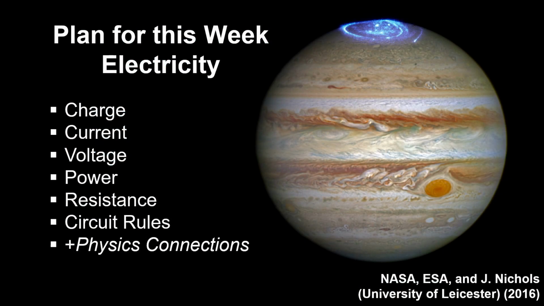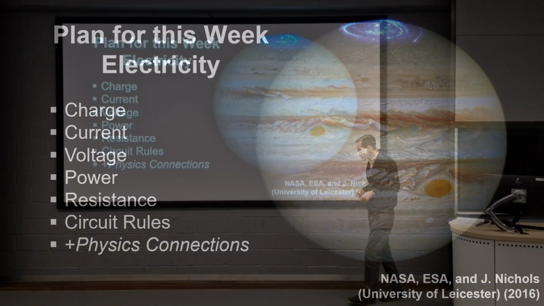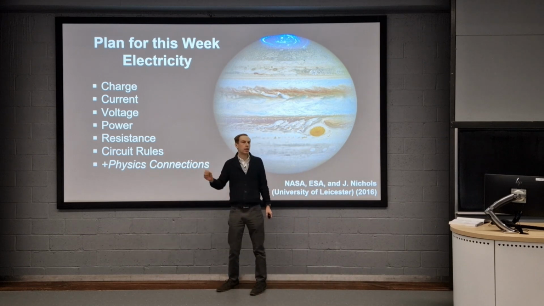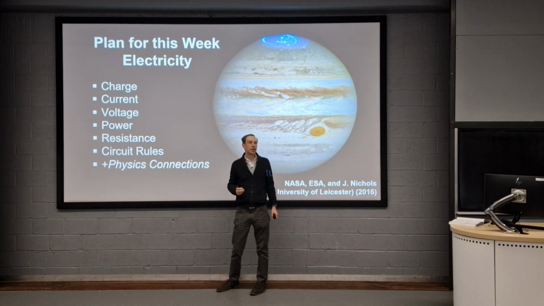So we get aurora on the planet Jupiter as well. Jupiter has one of the most spectacular, certainly one of the largest, one of the most impressive magnetic fields in the solar system, and you get very, very impressive aurora on Jupiter as well. So I think it's really cool that we see that on Jupiter as well as on planet Earth. So this is a bit of a plan for what we're going to be thinking about today and later in the week.